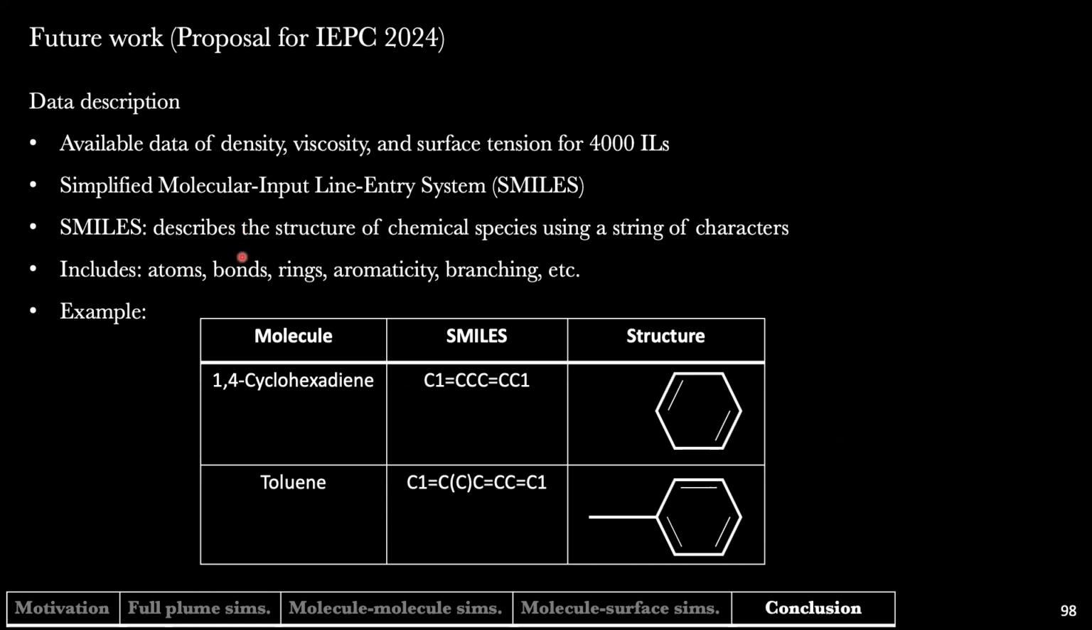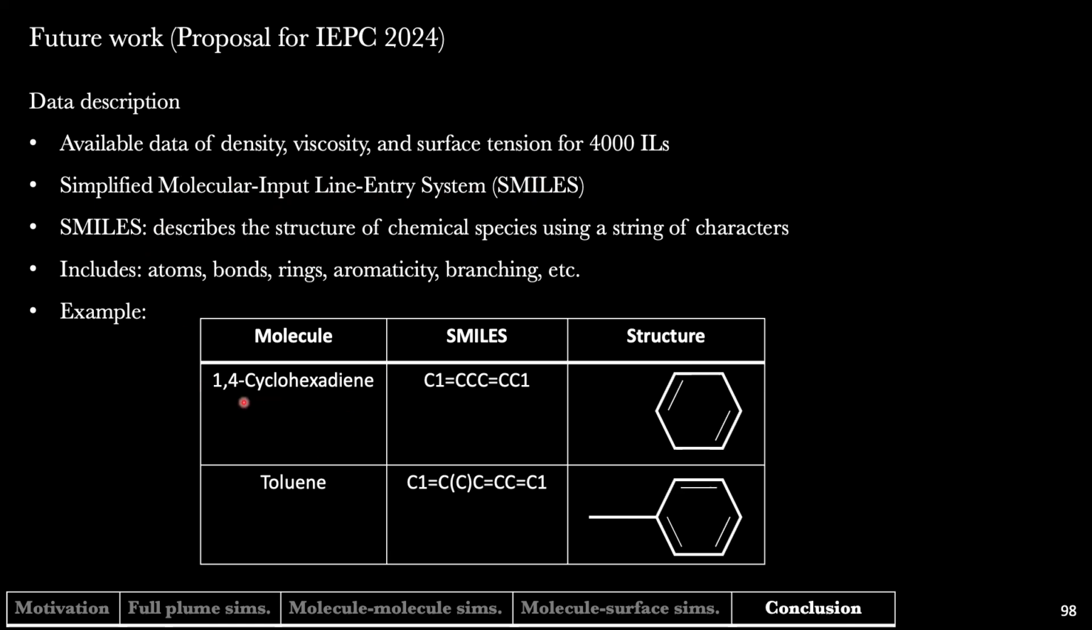So first, I'm going to talk about the data description. Currently we have data of density, viscosity, and surface tension for about 4,000 ionic liquids. And these data are presented with the simplified molecular input line entry system called SMILES. And the SMILES describes the structure of the chemical species using a string of characters. It includes atoms, bonds, rings, aromaticity, etc.